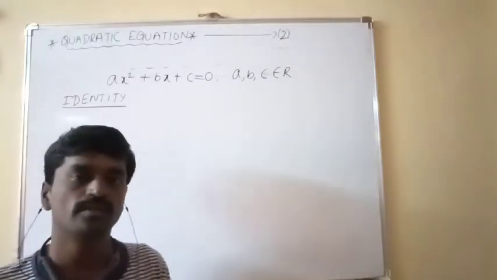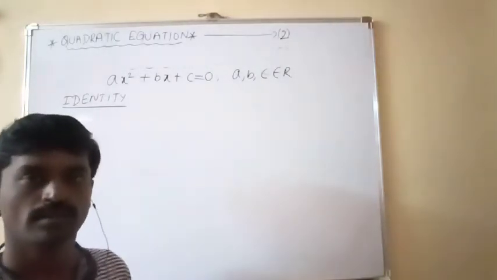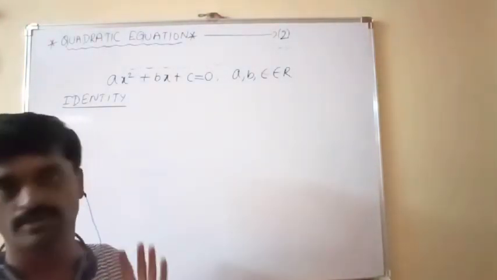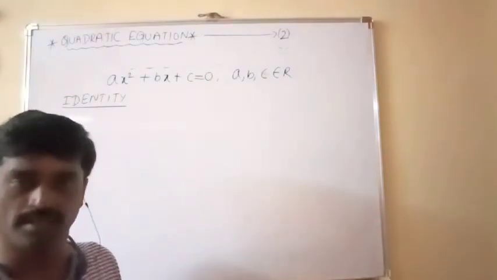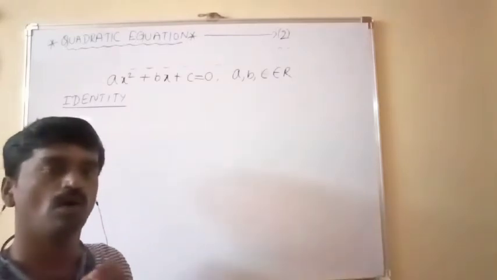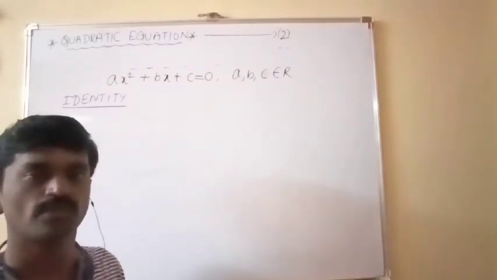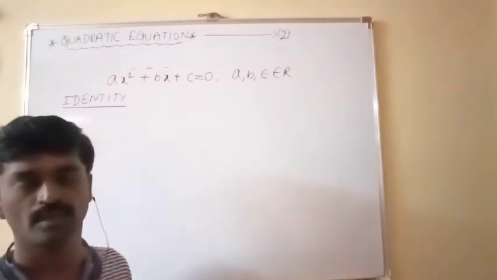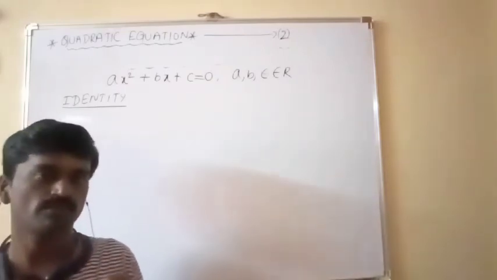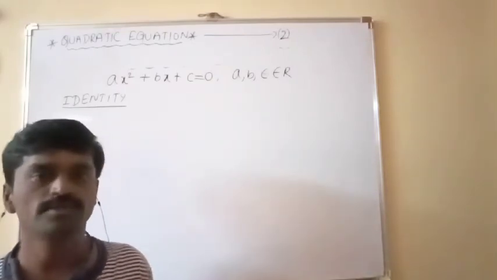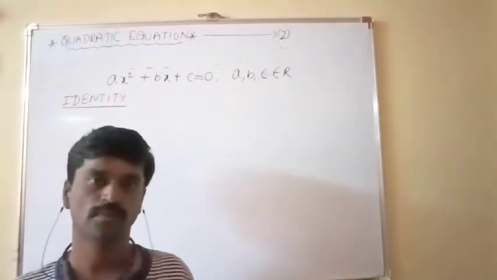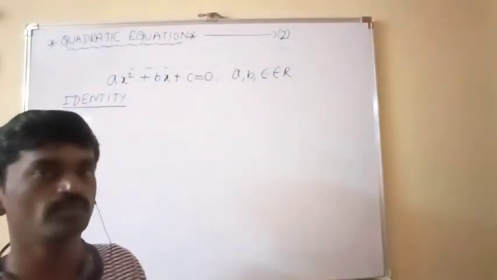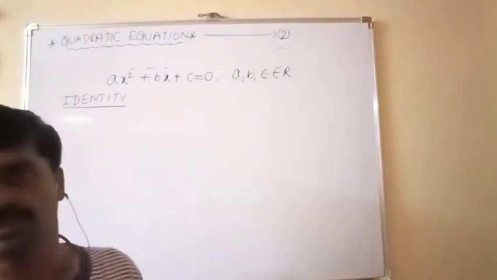The difference between an equation and an identity is that an equation will be satisfied for some values of x, but an identity is an equation which is satisfied for all values of x. Equation means it is satisfied only for some values of x. Identity means it is an equation which is satisfied for all the values of x. Only then can we say that the equation is an identity.